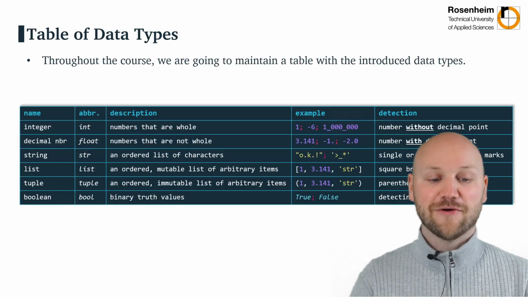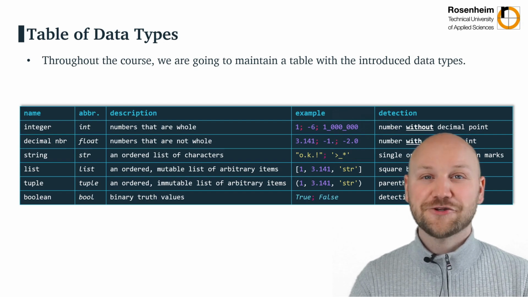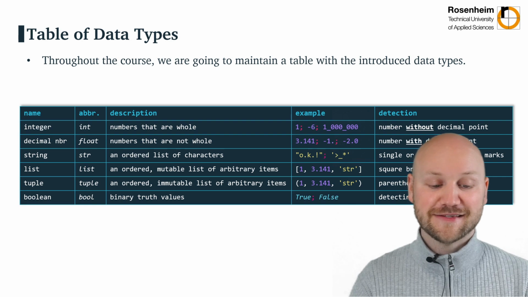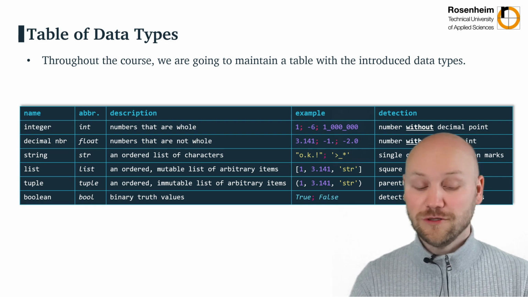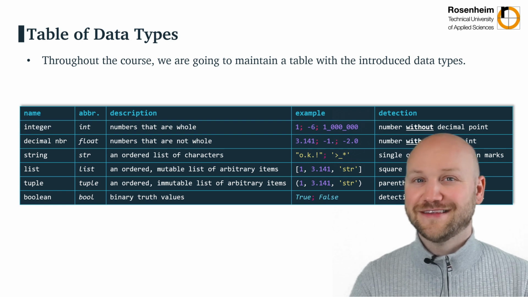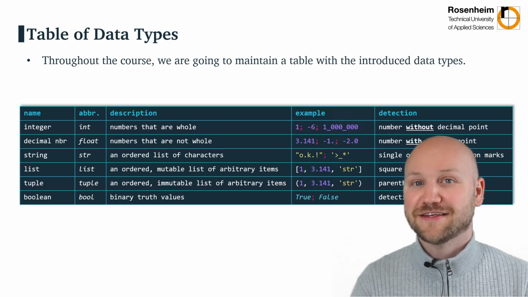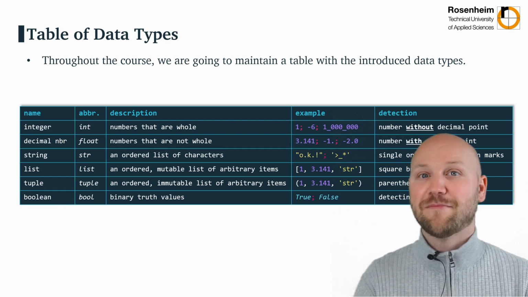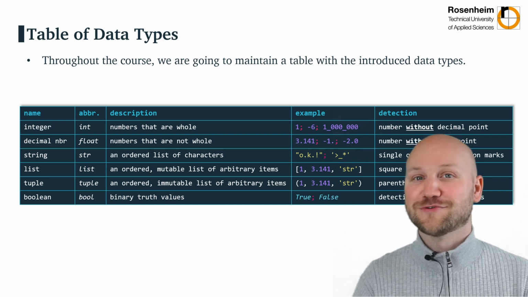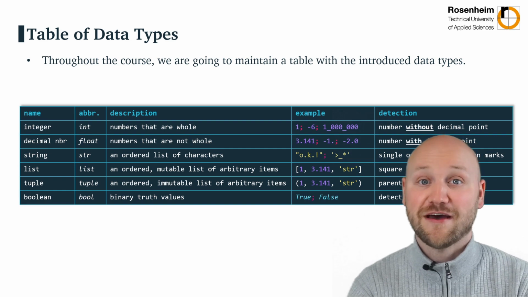So we have our table of data types that we maintain throughout the course, and there is a new entry here for the Boolean. Boolean is written short as just bool, and these are binary truth values, can take the values true and false. And they are detected by the Boolean operators. If the Python interpreter sees that you are typing some text and you are not having it in single quotes, this will lead to an error. But if you come up with text without single quotes that is actually a true or a false, then Python automatically knows you have a Boolean.